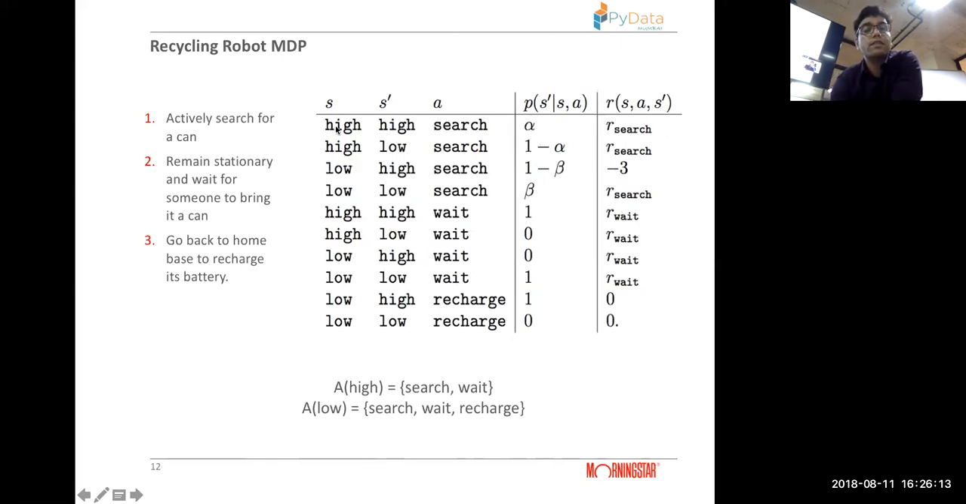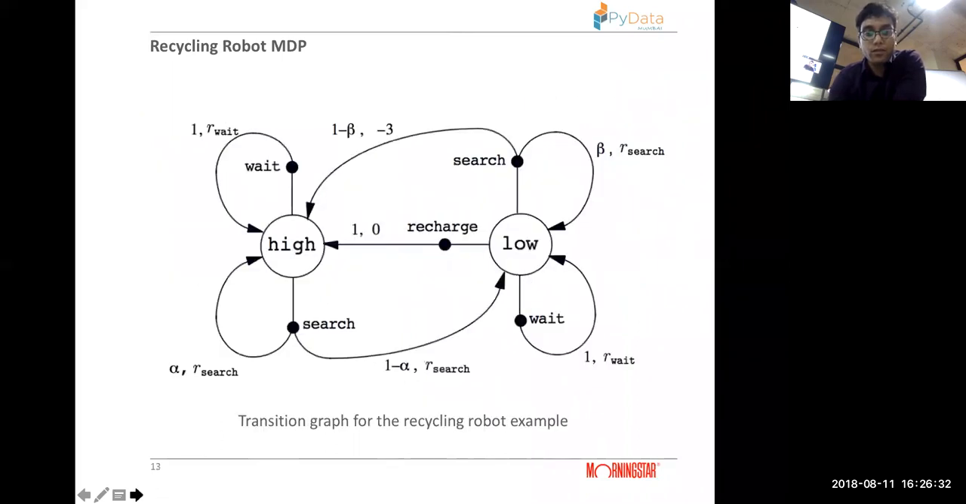It's in state S, action A is taken, and the probability of being in S dash, the new state, given the state and the action, is defined this way, and the rewards are also defined in a similar way. So then this is called a transition graph, and it's just a visual representation of the same thing.